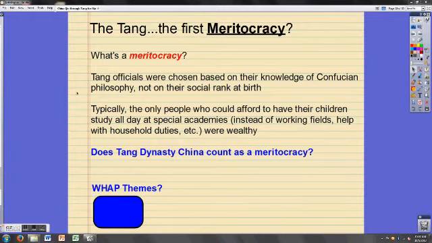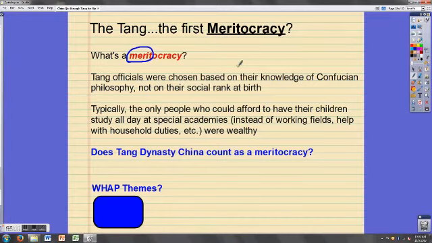Given this information, do you guys think that the Tang Dynasty counts as a meritocracy? What the heck is a meritocracy? You can see in this word merit, right? And merit is basically your strengths, or you doing a good job at something, right?